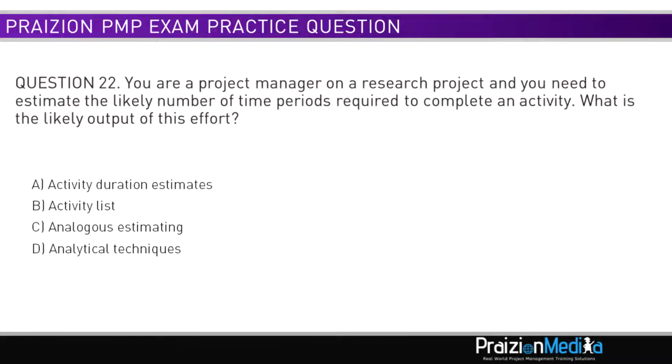Question 22. You are a project manager on a research project and you need to estimate the likely number of time periods required to complete an activity. What is the likely output of this effort? A. Activity duration estimates. B. Activity list. C. Analogous estimating. D. Analytical techniques.